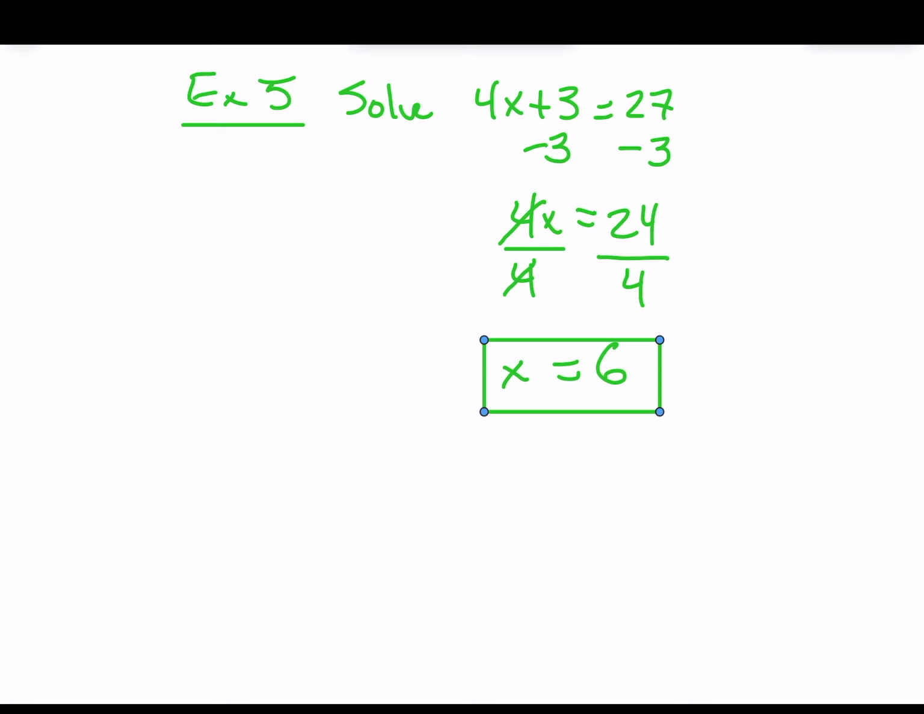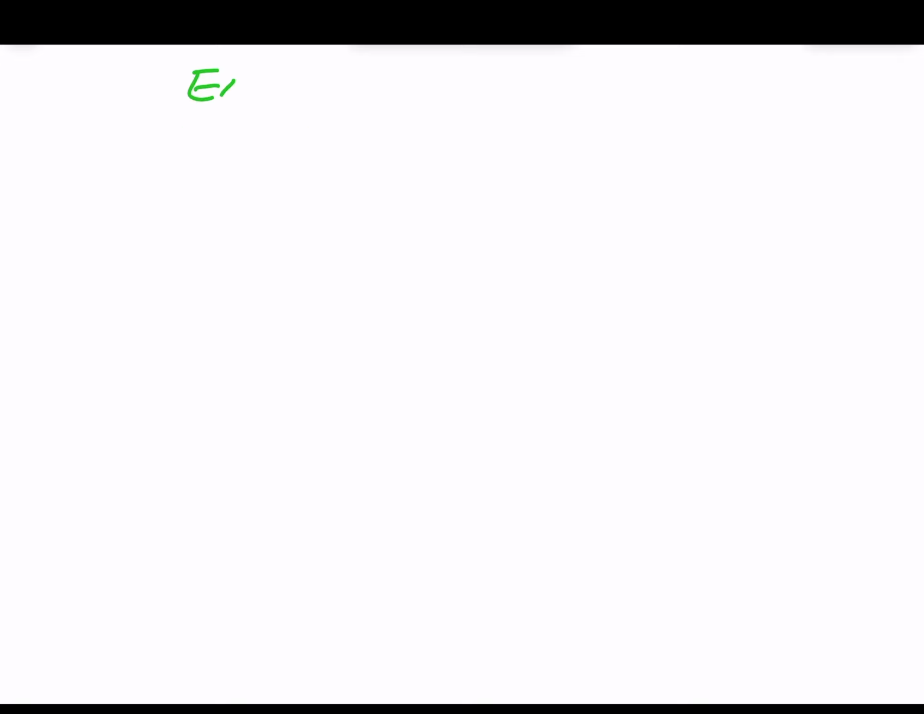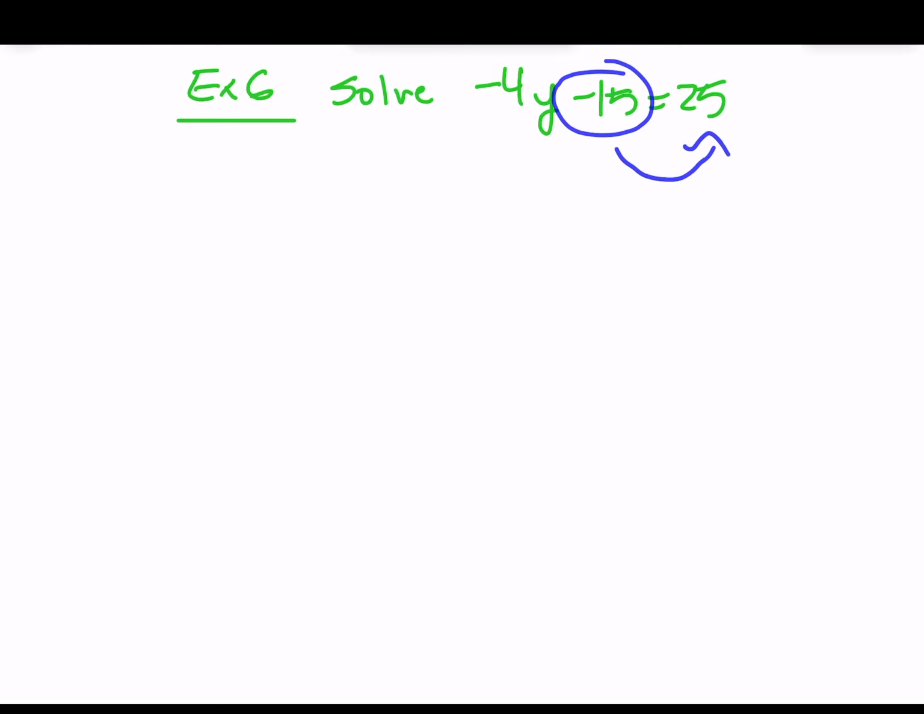Okay, let's try another example. Example 6. In this example, we want to solve negative 4y minus 15 equals 25. Again, we're going to start with the addition and subtraction. So we need to get the constant negative 15 to the other side. And the way we do that is to use the opposite operation of subtraction, which is addition. So we'll add 15 to both sides.